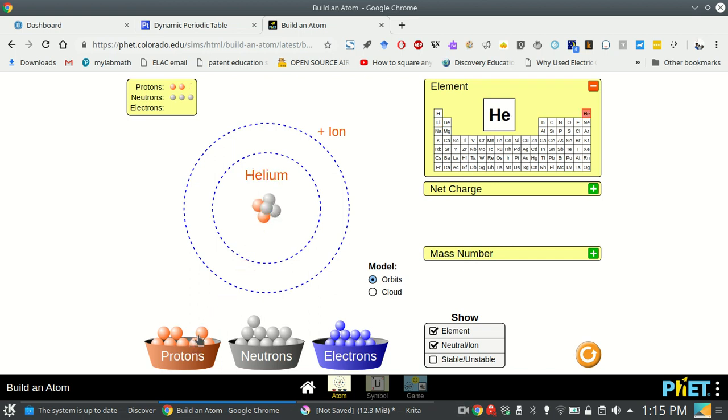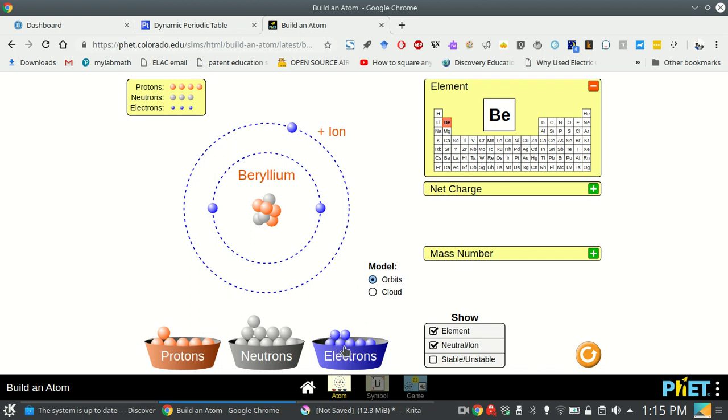But if I were to take away a proton, it would not be lithium. If I were to put a proton back, it is lithium again. If I put another proton, it's not lithium anymore. It's something else, right? And then electrons. Electrons go on the outside of the atom, and they are not important to the name of the element.